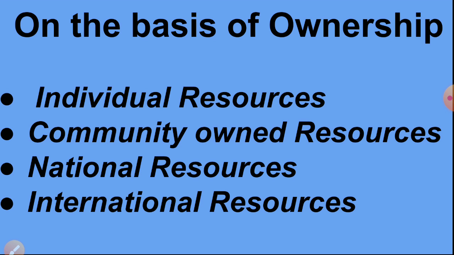On the basis of ownership. First, individual resources. Individual means they belong to a person. That means like farm, agricultural land, your motorcycles, your house, whatever, your private pools. But when we talk about community owned resources like national parks or general parks for all children, society parks, they are allowed for the community.